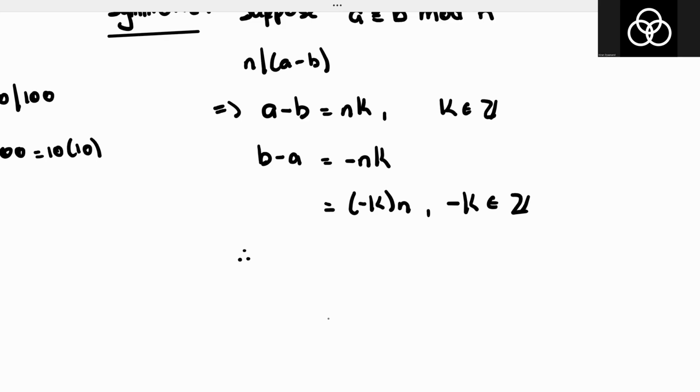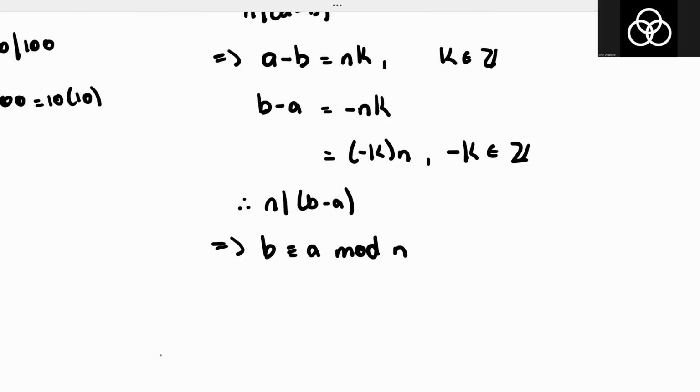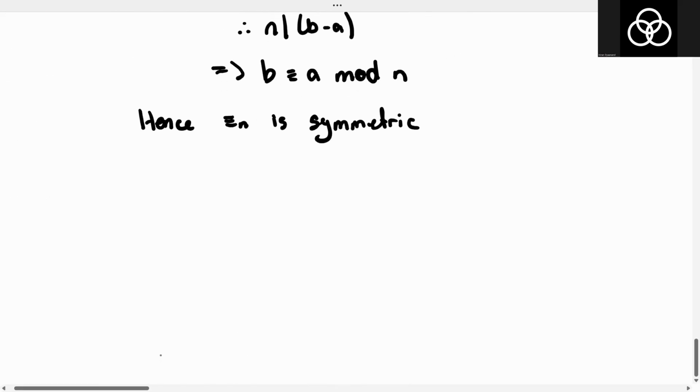Therefore, n divides B minus A, which implies B is congruent to A mod n. Hence, congruence modulo n is symmetric. All right, so the last thing now, transitivity.